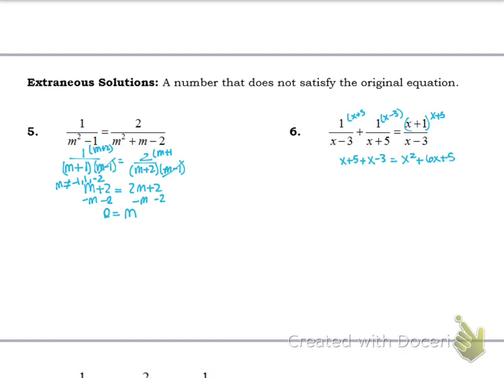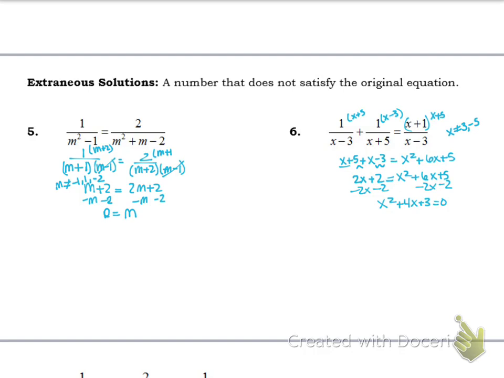We got to bring everything over to that one side. Let's go ahead and combine like terms to make it a little bit easier here. So my x plus x gets me 2x, 5 minus 3 gets me 2. And now we're going to bring them all over. My restrictions right now are x cannot equal 3 and negative 5. So I subtract 2x. I subtract 2. So I've got x squared plus 4x plus 3 equals 0.